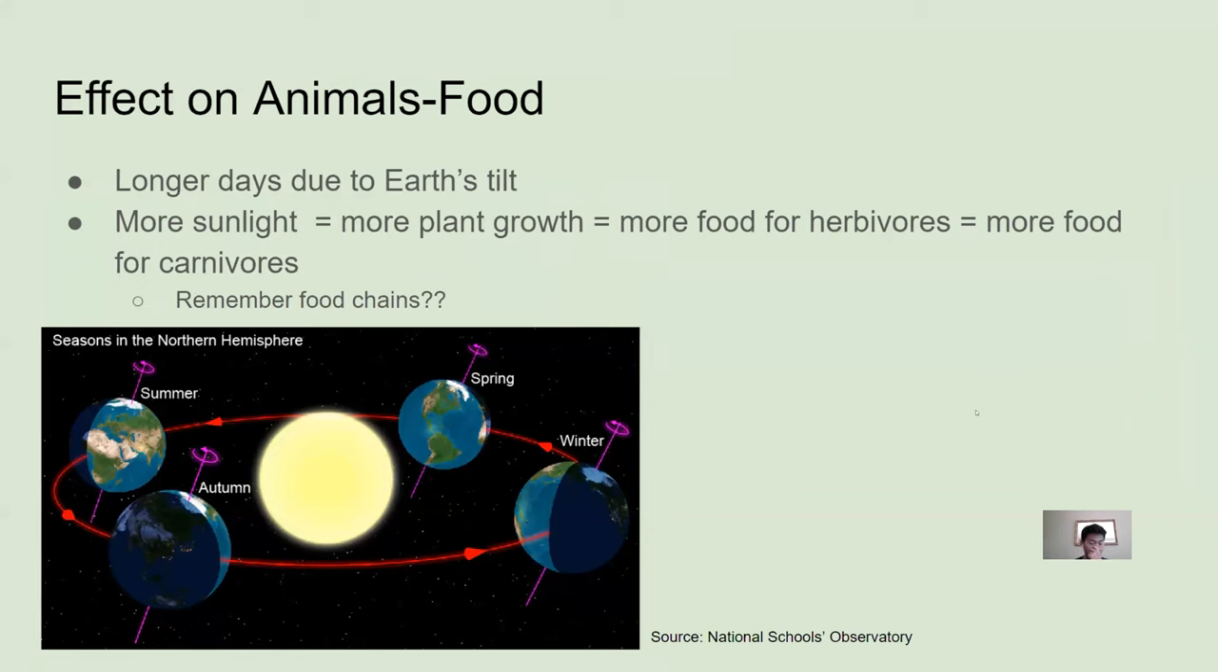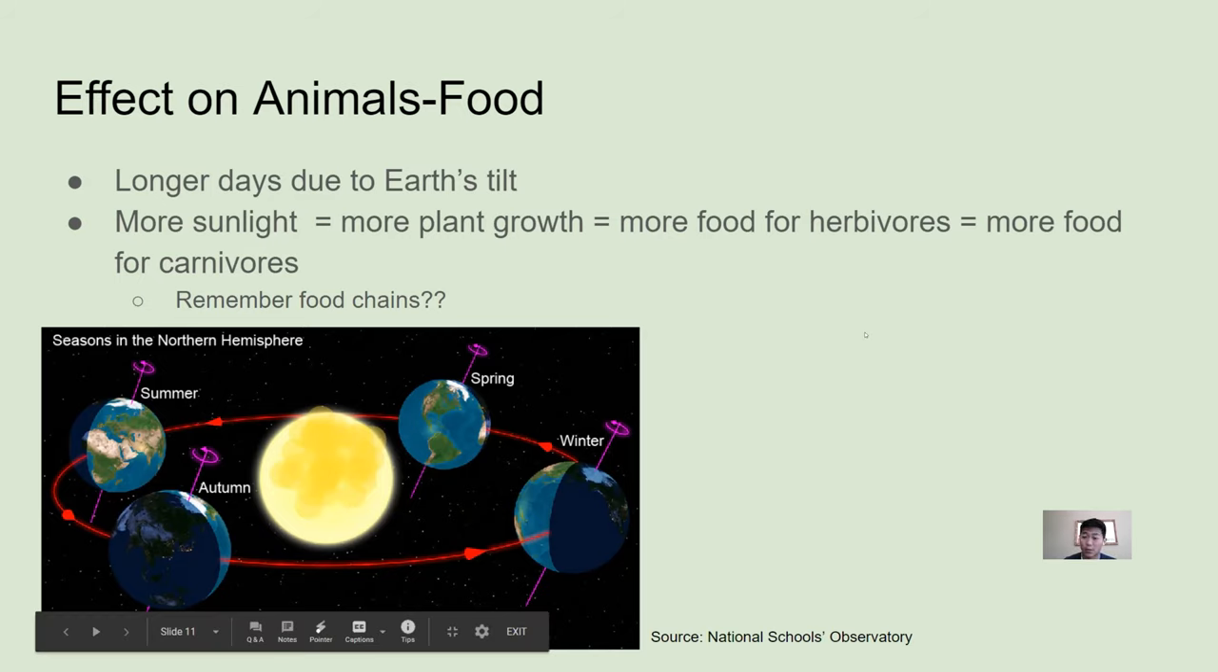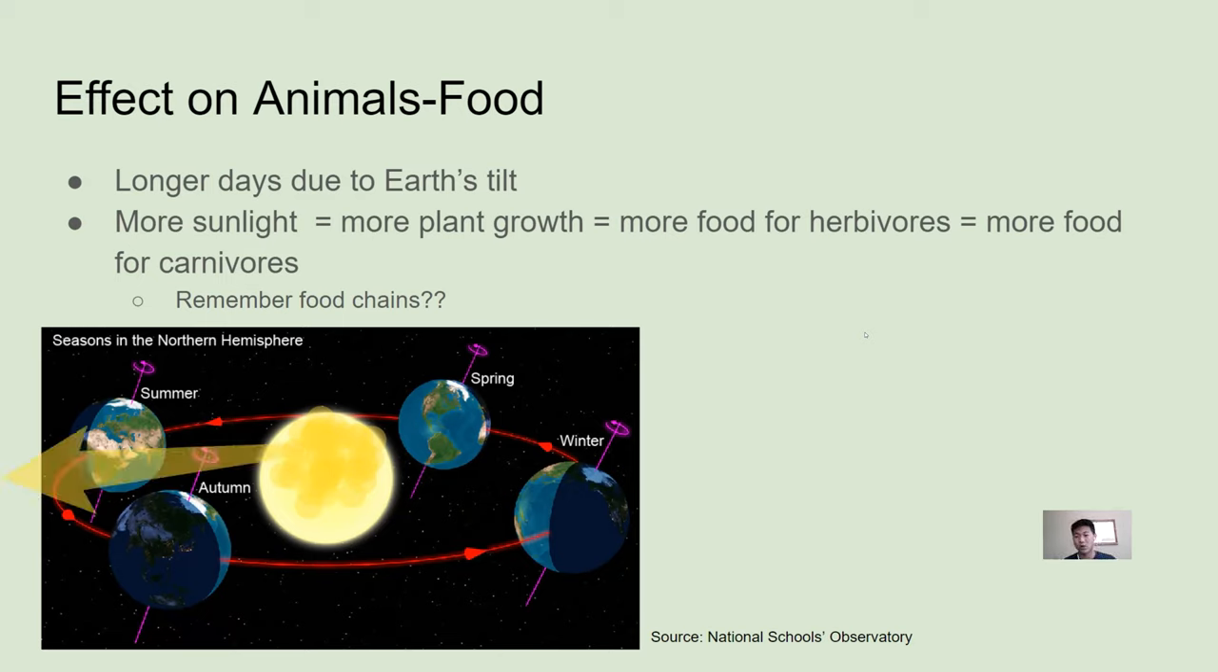Okay, so now we will be talking a little bit about the effect of summer on ecology and specifically on animals. So first, how does summer affect the food patterns for animals? As Sean talked about, in the summer, we have longer days due to the Earth's tilt. We're exposed to more sunlight. And what we learned in past lessons is that the food chain starts from sunlight. Sunlight is the source of energy of all life on Earth. So sunlight causes more plant growth, because plants, as you all know, through photosynthesis, take sunlight to create energy. So more sunlight equals more plant growth.